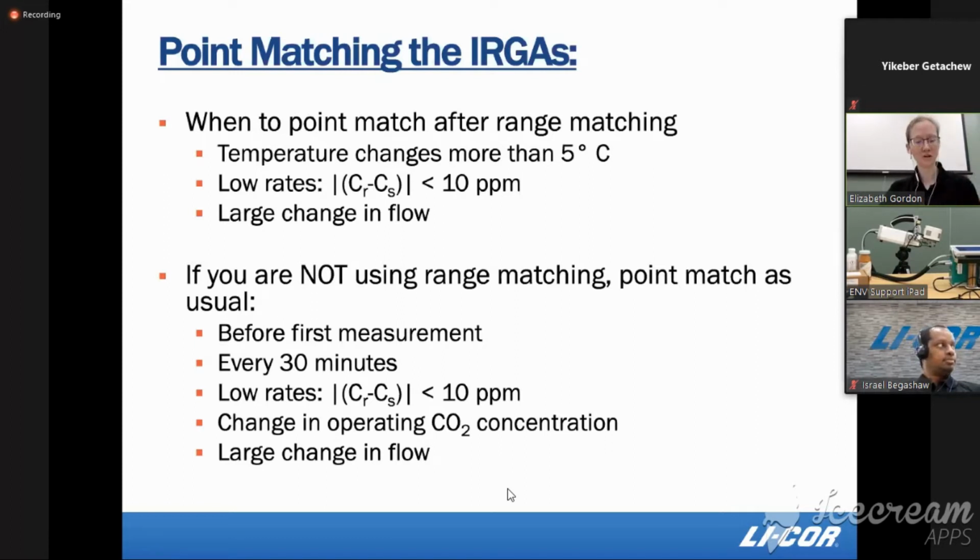If you're not using range matching, then we point match before the first measurement, when we start our day, when we have low rates, if there's a change in operating CO2 concentration, if there's a large change in flow, and every 30 minutes if none of that is true.